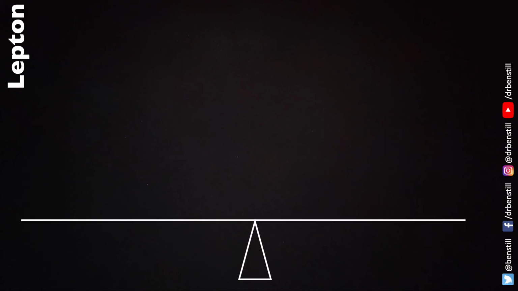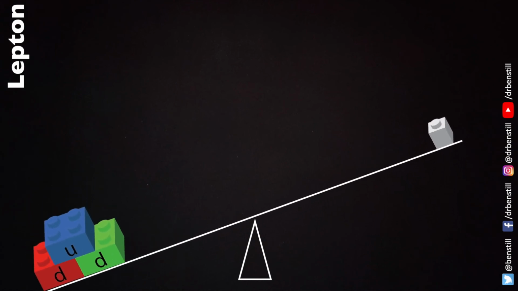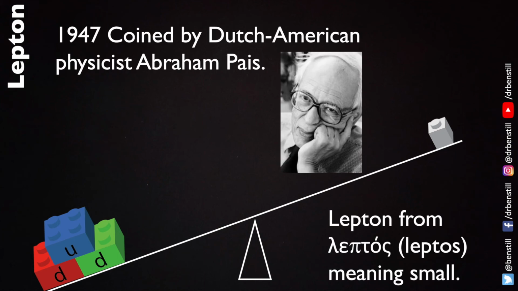We get the word lepton from the fact that if we put a proton or a neutron on one side of a seesaw and an electron on the other, then the proton or the neutron far outweighs the mass of the electron. And so in 1947, Dutch-American physicist Abraham Pais coined the term lepton from the Greek leptos, meaning small, because the electron, the only charged lepton that had been discovered thus far, was much smaller than the other particles such as the proton and the neutron.